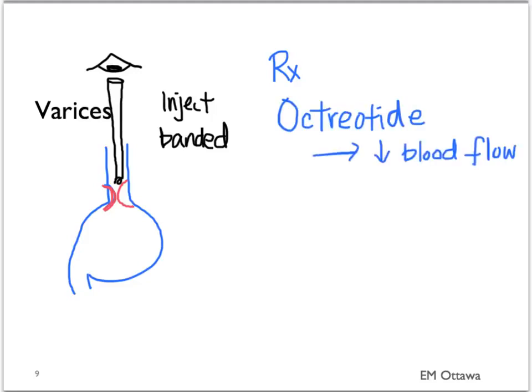One of the other medications we don't often think about is an antibiotic, usually a fluoroquinolone. It should be given to patients who have cirrhosis with variceal bleed. The antibiotic decreases infection and mortality.